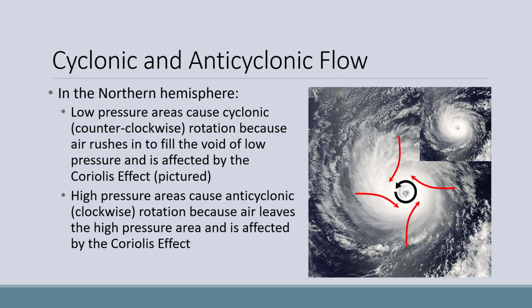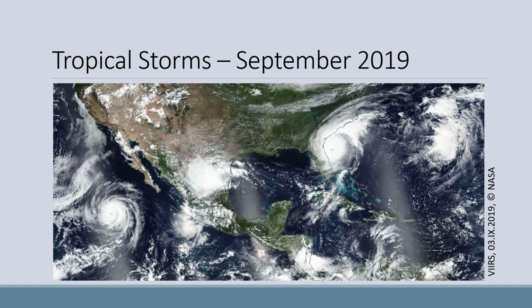Conversely, an area of high pressure causes flow in the opposite direction because air is leaving the area of high pressure and is affected by the Coriolis effect. Most massive storms are associated with low pressure systems, or cyclonic flow. Here are some tropical storms from September 2019. While the rotation is hard to see for some of them, two of them are quite obvious. The one off the coast of Mexico and the one off the east coast of the US are both clearly rotating counterclockwise, and since this is in the northern hemisphere, that tells us these are low pressure systems.